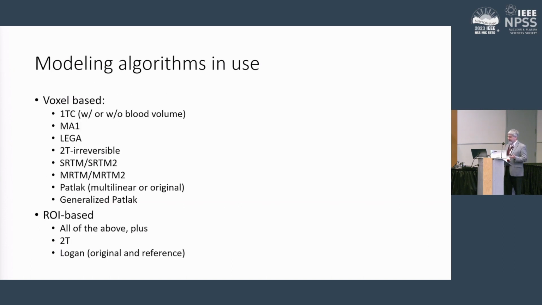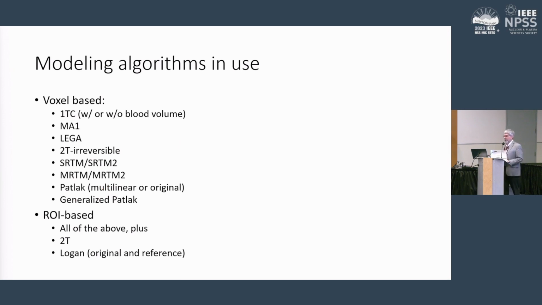So what algorithms do we have in mind? When we do this voxel-based, obviously one tissue compartment, pretty much all these can do with or without a blood volume correction, fitted or fixed, assuming we have that. Some of the multilinear methods, MA1 and LEGA, 2-tier reversible voxel by voxel, SRTM, MRTM, and the 2-parameter versions. The PATLAC versions, either in its original PATLAC form or its multilinear form, and the generalized PATLAC with a K-loss.